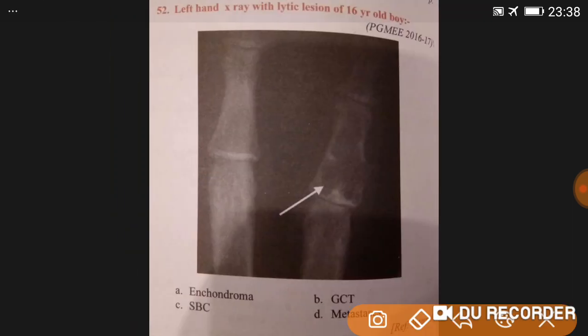Left hand X-ray, lytic lesion in a 16-year-old boy here. Enchondroma.